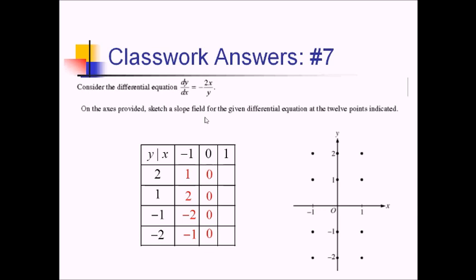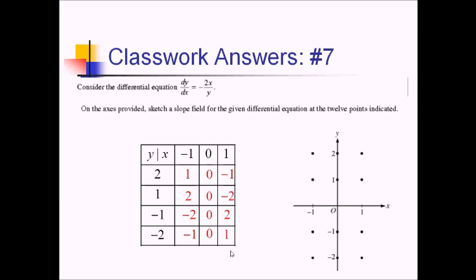Next, we have an x value of +1. So the only difference between this first column and this one is the sign is going to be different, because now we're multiplying by +1 instead of -1. So we're just going to reverse all the signs in this first column. So -1, -2, 2, and 1.